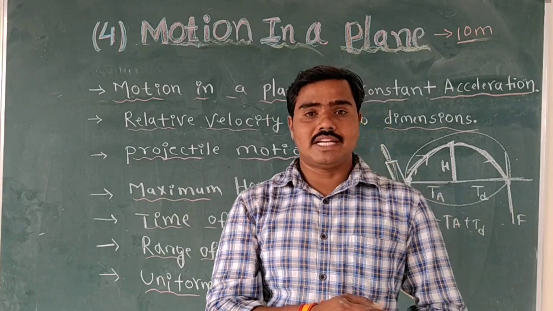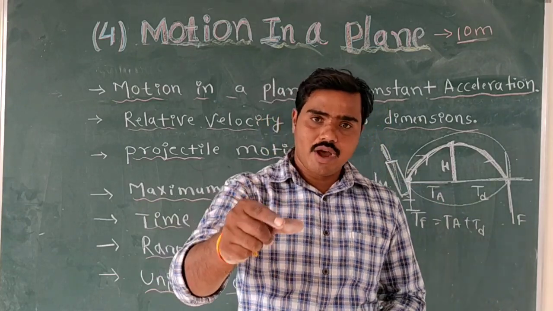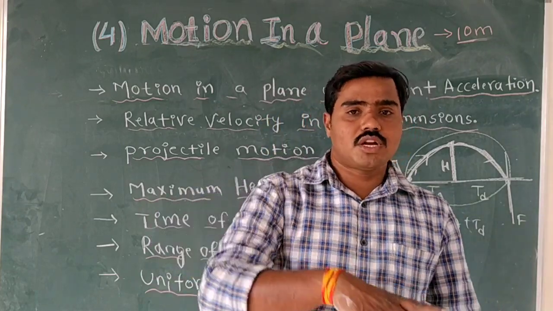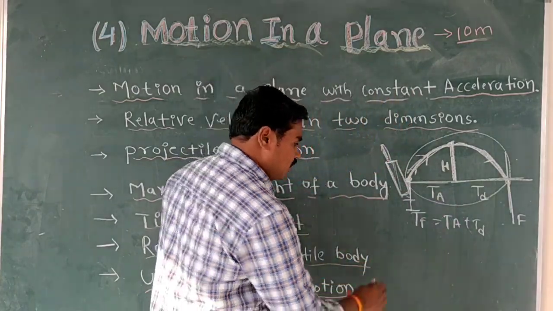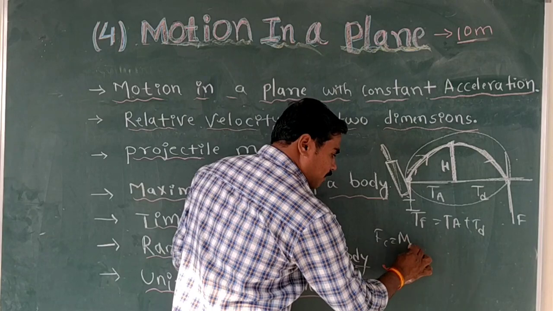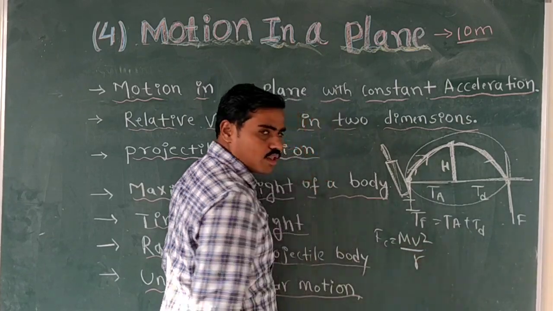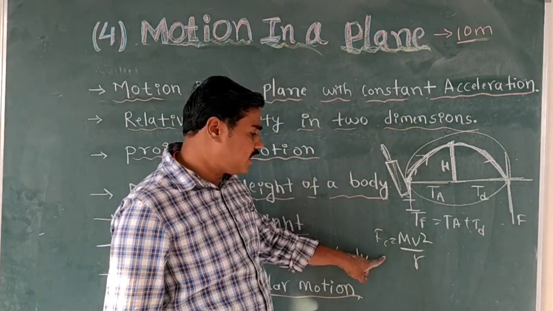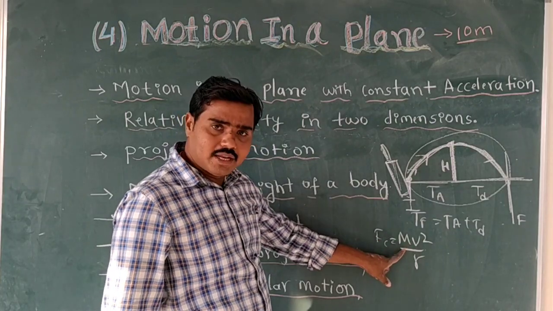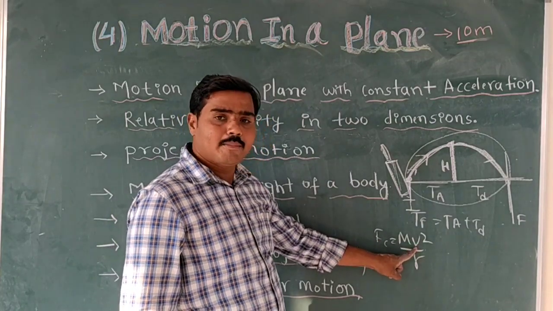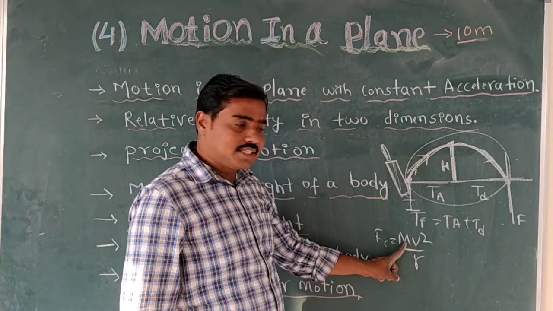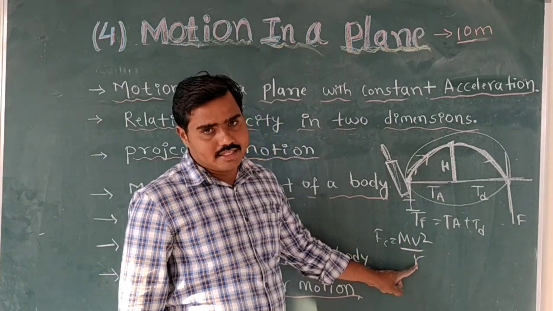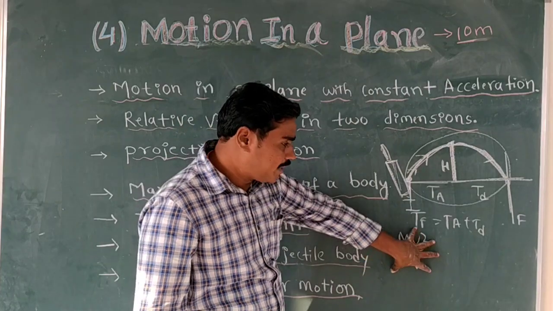Centripetal force is also present. That centripetal force is required for rotational motion of a body or circular motion of a body. The centripetal force equation is Fc equals mv squared divided by r. Fc is the centripetal force, m is mass, v is velocity, and r is radius.